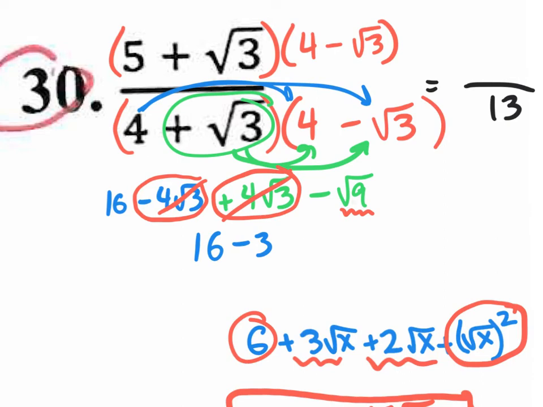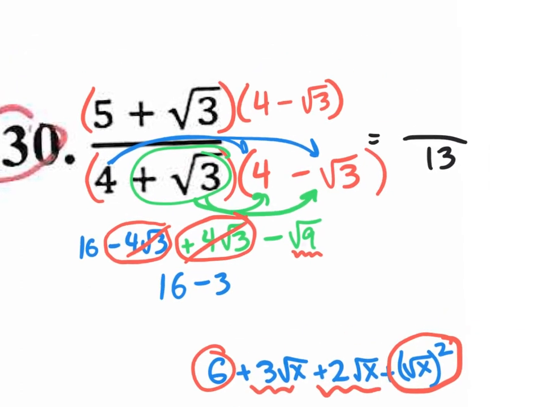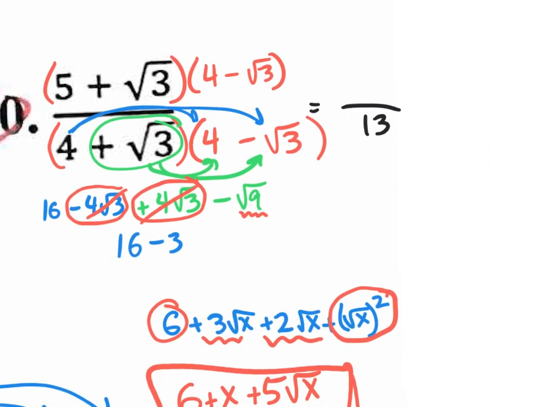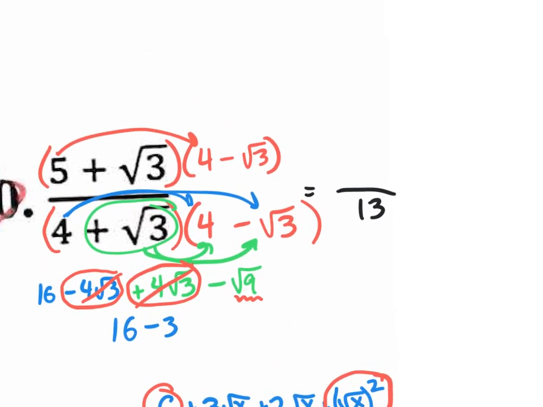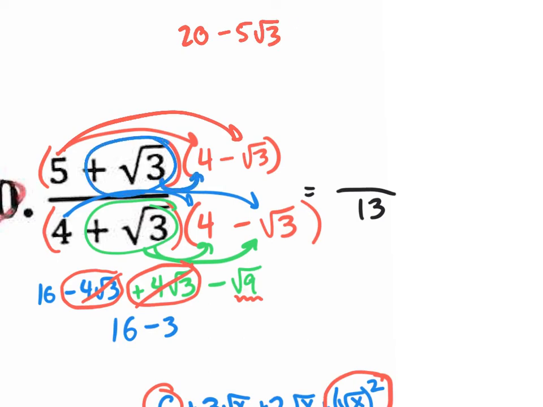Now we still need the numerator. So this is a long process to get these done. I apologize, but we have to be good at it. 5 times 4, let me get some more space up here. 5 times 4 is 20. 5 times negative square root of 3, that's negative 5 square root of 3. Positive square root of 3 times 4, that's positive 4 square root of 3. And positive square root of 3 times negative square root of 3, that's negative square root of 9.